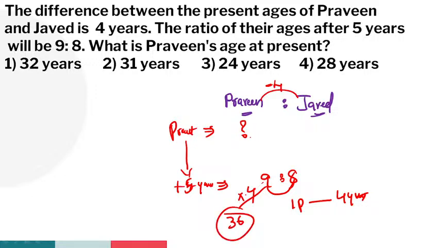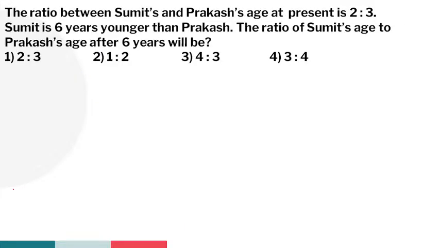So Praveen's age after 5 years is 36, which means the present age is 31. Very good. Option 2 is the right answer. Clear, all of you? Any doubts regarding this problem, guys? And move on to the next one.